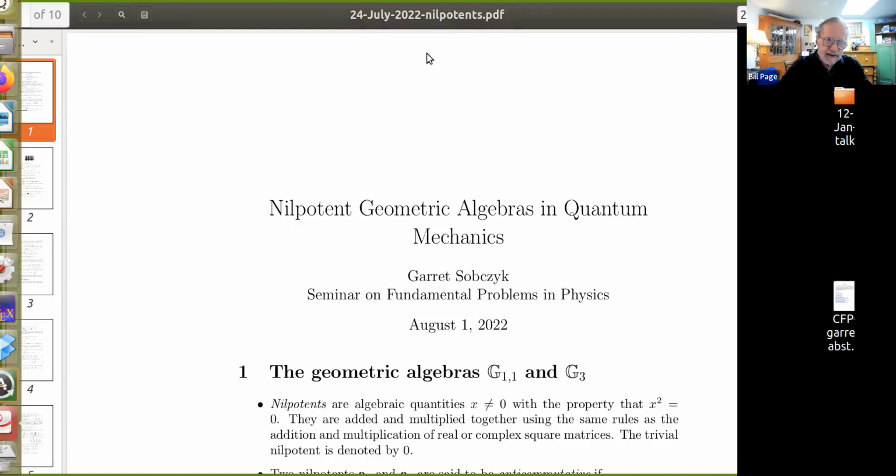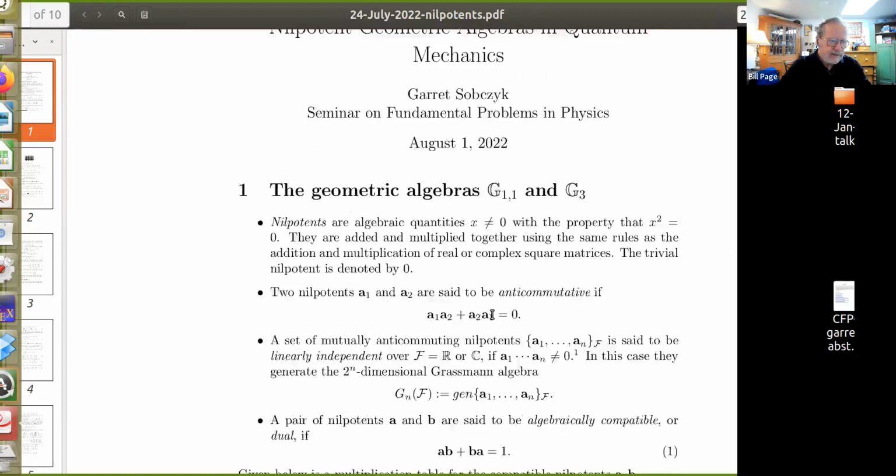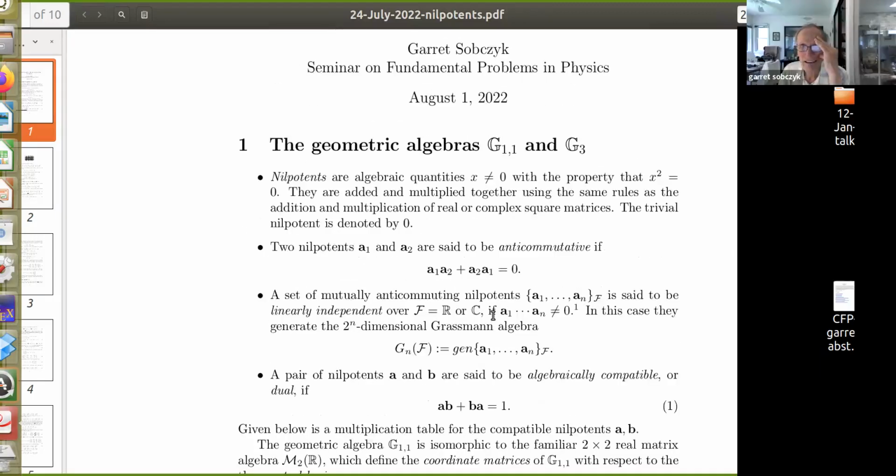Okay, let's see if I can. There's something overlaying it a little bit. Yeah, that. Okay, is it moving down now? Yes.